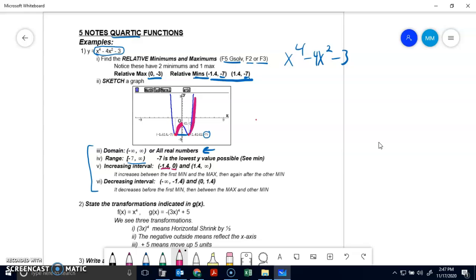It hits at -1.4 first. So from here up to an x value of 0. And then after 1.4, so from 1.4 to infinity.